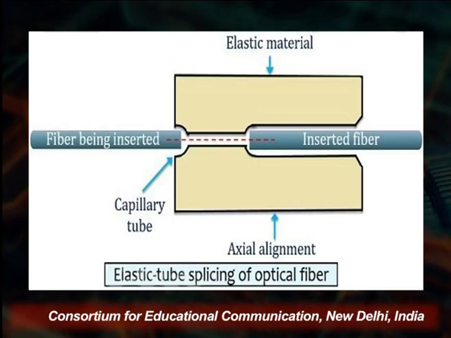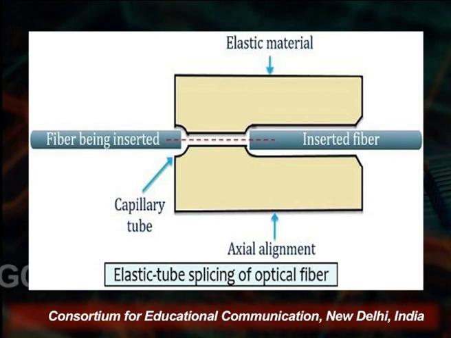Now we see on the screen that this is the elastic tube splicing of the optical fiber. You see on the left hand side a fiber being inserted, and on the right hand side an inserted fiber, and through this we insert the fiber into the other fiber. We insert this fiber through this elastic tube technique. There is a capillary tube in between, and the axial alignment is there.